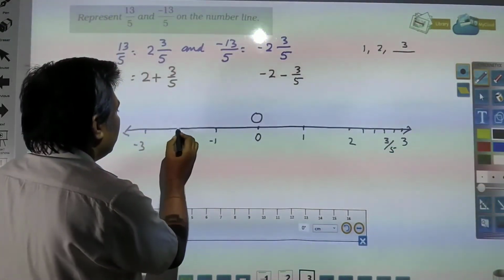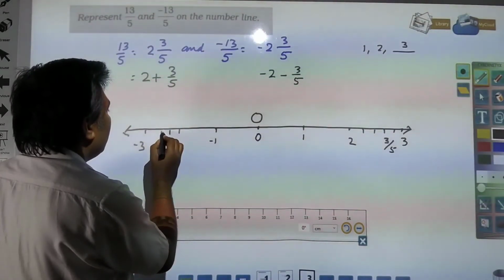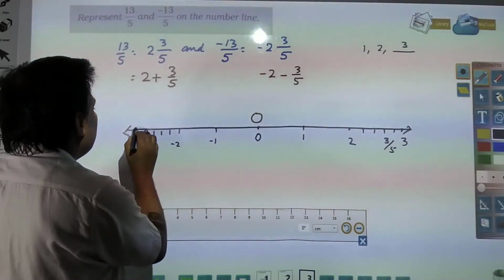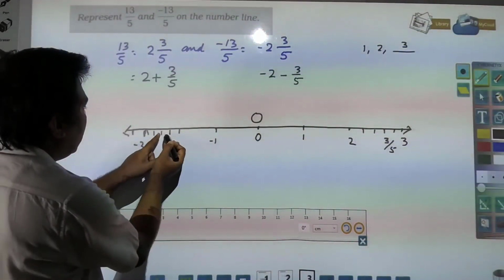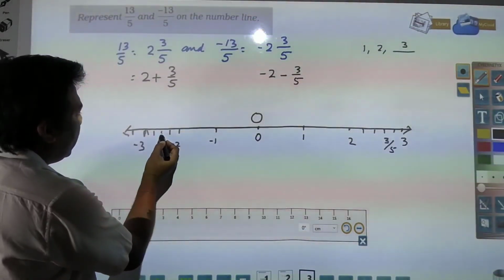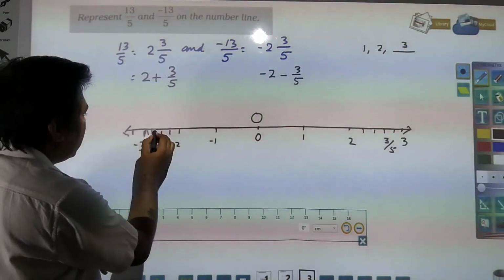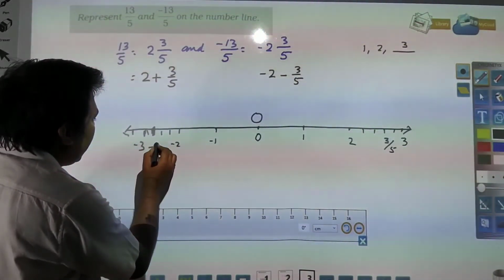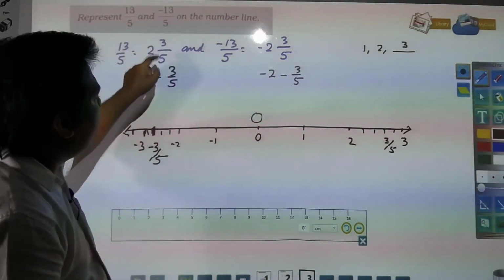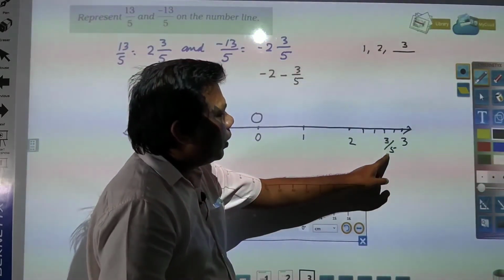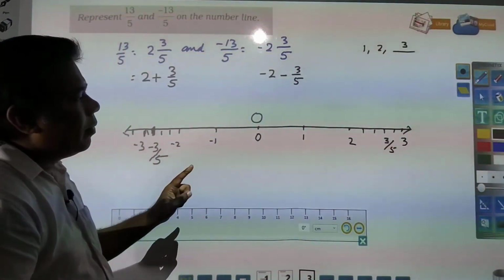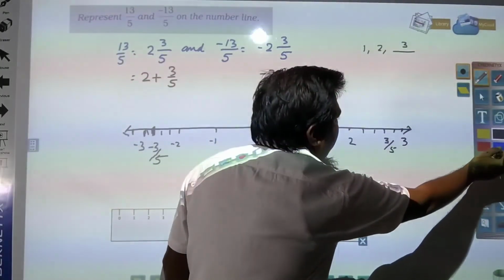Here you will have 1, 2, 3 and 4, and here you will have 1, 2, 3, 4 and 5 portions. So 1, 2, 3, this point is the point. This will be minus 3 by 5. So just you see, you had to show 2 whole 3 by 5. So this point will be 2 whole 3 by 5 and this point minus 2 whole 3 by 5. So names can be given.